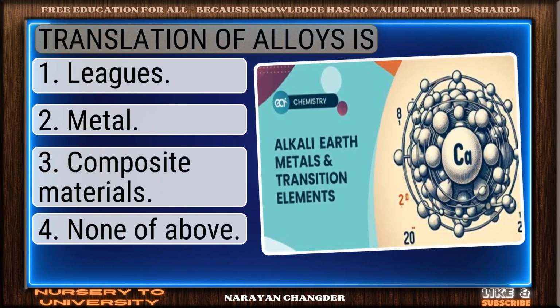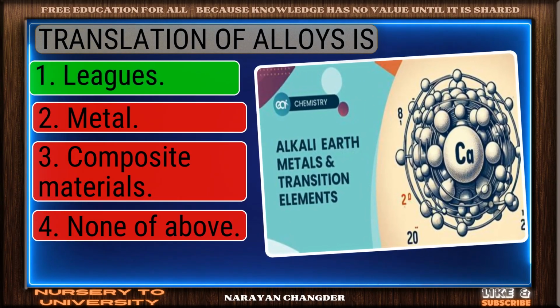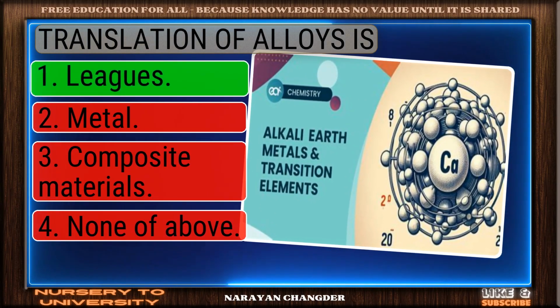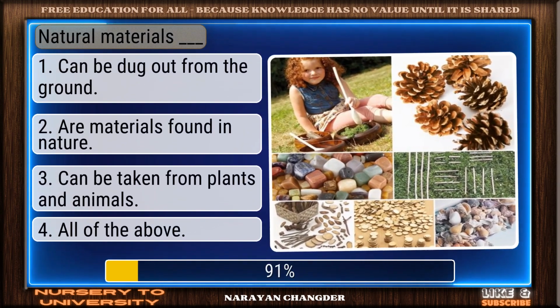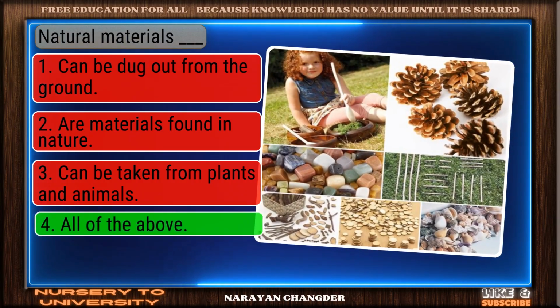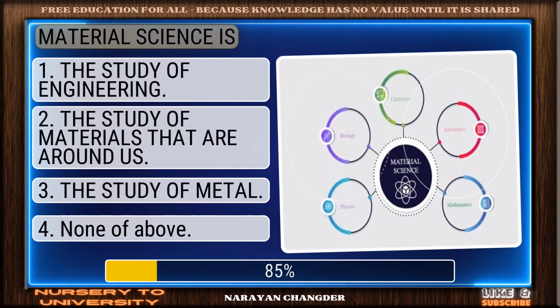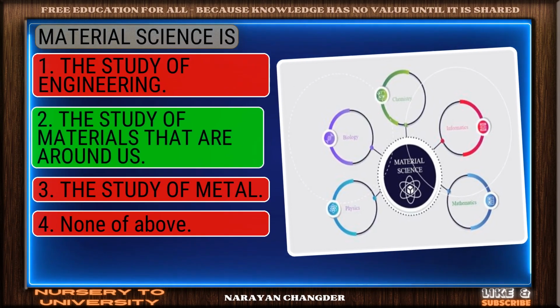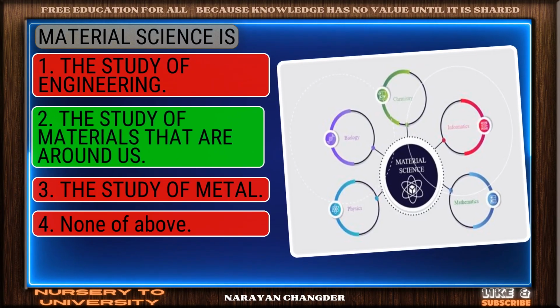Translation of alloys is. Strong choice. Leagues is the right answer. Natural materials dash. Nice selection. All of the above is the correct and valid answer. Material sciences. Right again. The study of materials that are around us is a valid answer.